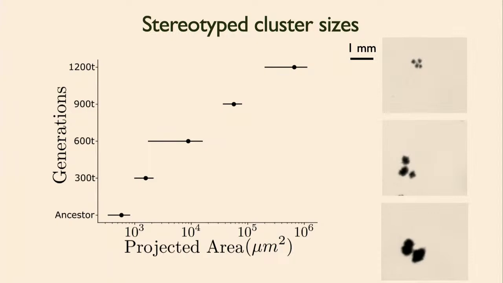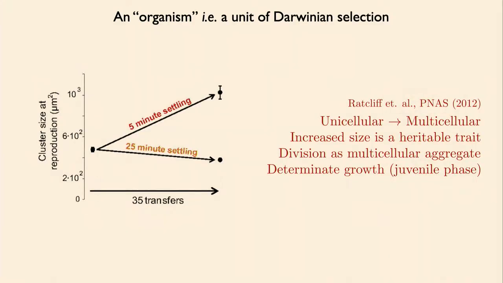So the scale bar is the same on all these movies, and you will see that these clusters divide at a smaller size in comparison to this. And what is even more interesting is that if I take a single cell from this cluster, it will grow to a cluster of that size and then divide. If I take a single cell from here, it will grow to this size and then divide. So this macroscopic size is also encoded at the level of the single cell, and it's heritable. Okay? And now I want to call it a quote-unquote organism.